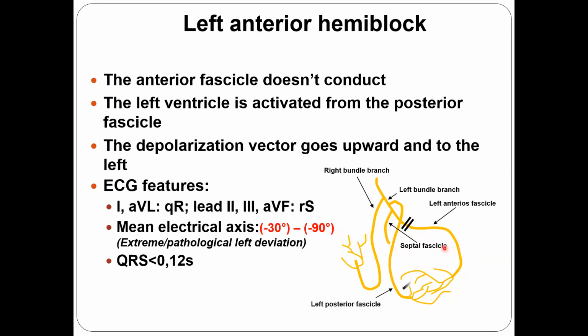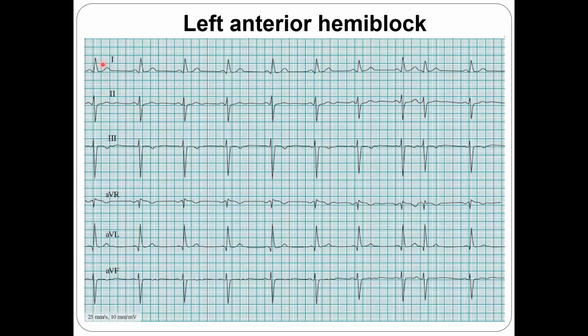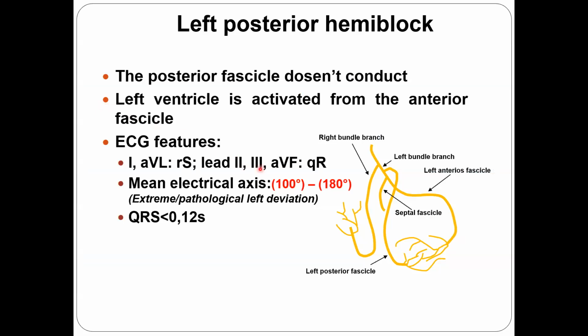So this way, all the charge is coming from the right to the left. This is why we do have a pathological left deviation. All right, looking at this one: lead 1 positive, aVF negative, lead 2 negative, that's a hemiblock, an extreme left deviation. The posterior is exactly the opposite, because the anterior gives us the charge toward the right side, so that will give us an extreme right deviation.